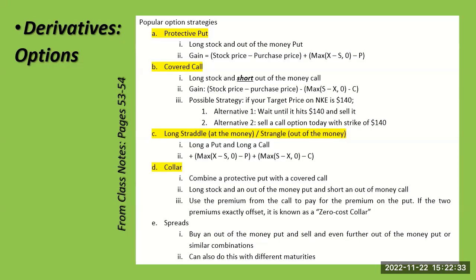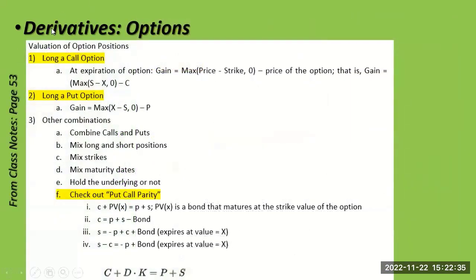But the real key to understanding this part is this formula right here. Max of S minus X comma 0, minus the call, for a call. Max of X minus S comma 0 for the put. What do you notice is the difference in these two formulas? For the call, you start with the stock price and subtract the strike. For the put, you start with the strike, subtract the stock price, but everything else is the same.